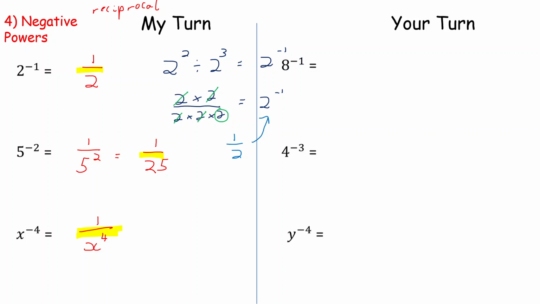Okay, so what you can do now is pause the video. You can go and try those 3 your turns. I'm actually going to get rid of this working over here just because it kind of gets in the way a bit, doesn't it? So let's get rid of all of this.